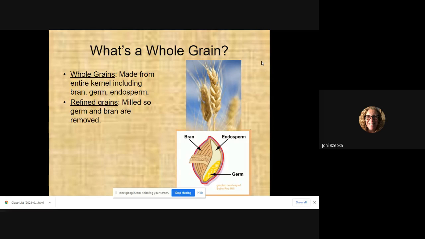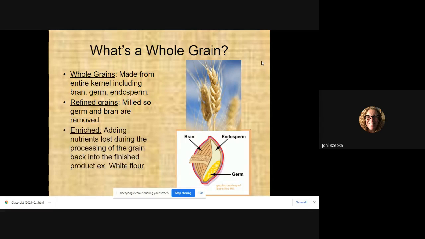Then you have your refined grains, which are milled. So the germ and the bran are removed. So that's refined. And then you have enriched, which is adding nutrients lost during the process of the grain back into the finished product. So in the processing, they lost some nutrients, and then they're going to go ahead and add it back in. So they'll do that with white flour.